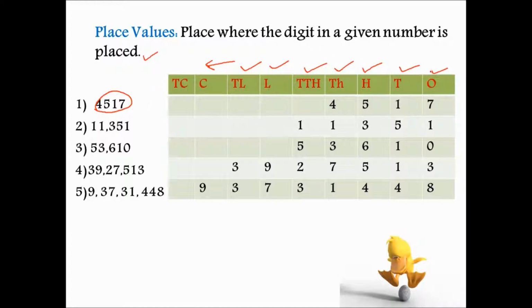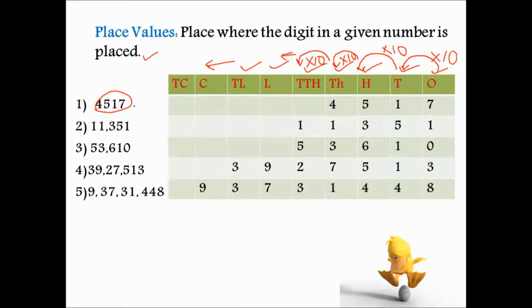Now, how do we go from ones to tens, tens to hundreds, hundreds to thousands, thousands to 10,000s, 10,000s to lakhs, and so on? When we multiply the ones place by 10, we get the tens place. Again, when we multiply the tens place by 10, we get the hundreds place. From 100 to thousands, again we multiply by 10. From 1000 to 10,000, again we multiply by 10, and so on.